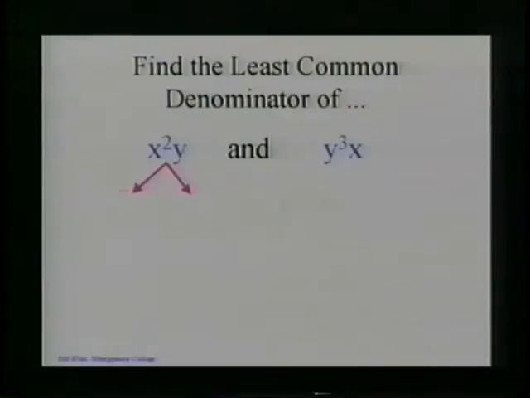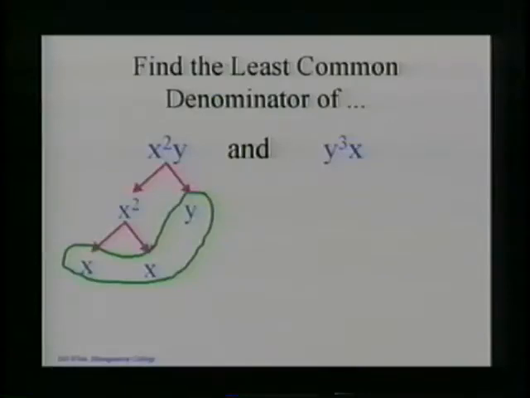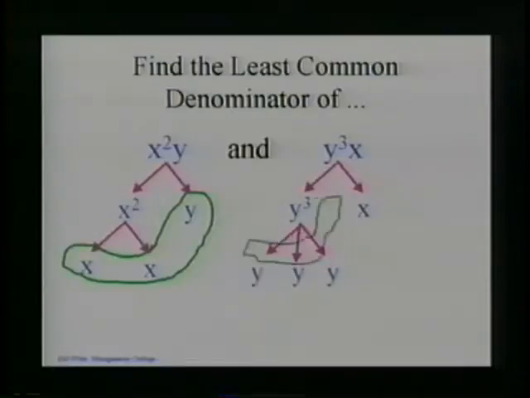This breaks up into x squared and y, and the x squared can be broken up further. We're going to take it as far as it'll go: x and x. So I have a set of 2 x's and a y. Now, the least common denominator of these two, I'm going to have to break up y to the third x. It's going to break up into those two, and one can be broken further. Now I have a set.